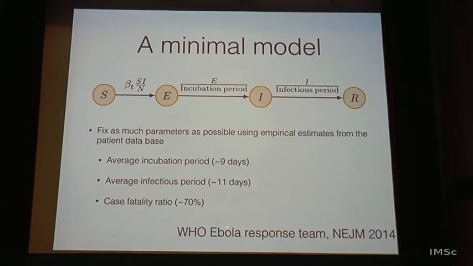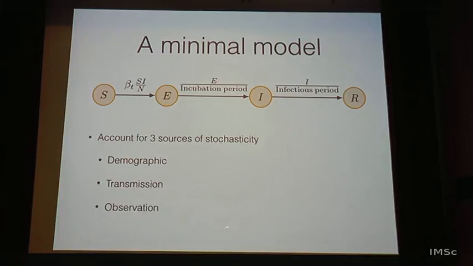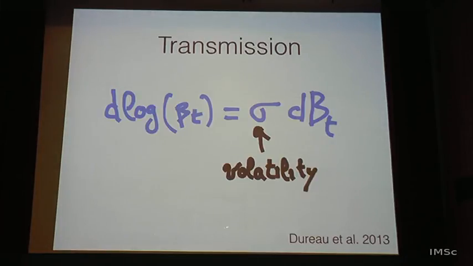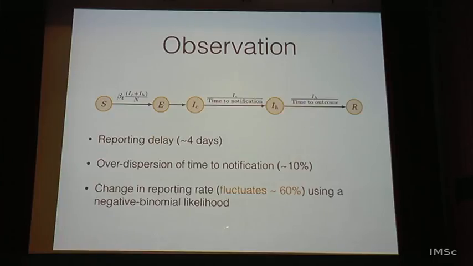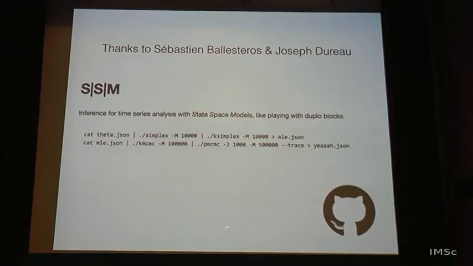There is no more hospital, community, and funeral transmission because we won't be able to estimate all this. With this minimal model, we account for three sources of stochasticity: demographic, which I told you before, and observation, also as I told you before. And now also in the transmission, we assume that transmission is a stochastic parameter, and we use a diffusion for the transmission. I'm not going into detail, but it just means that you can make the transmission change over time, and you want to infer this variation.